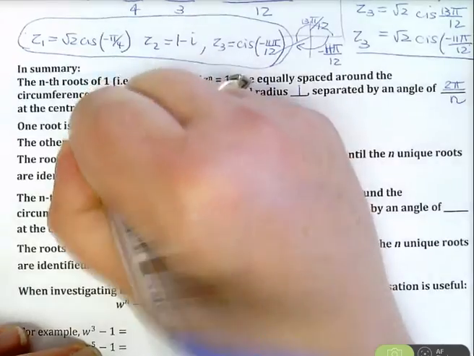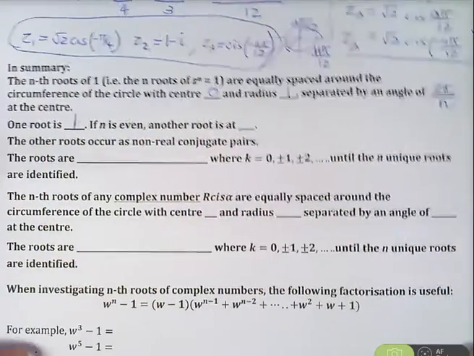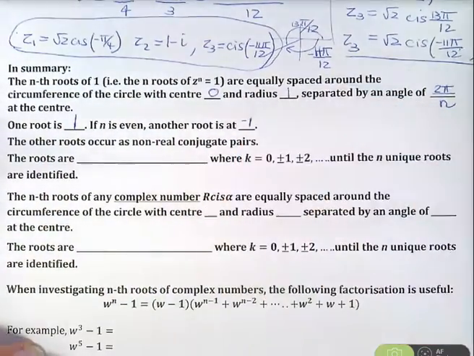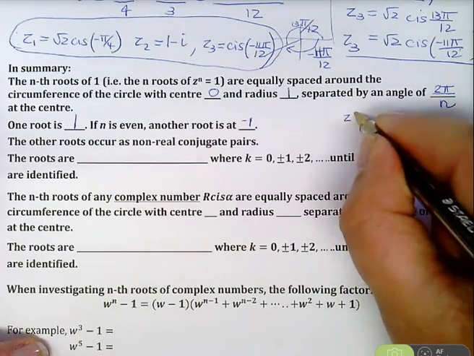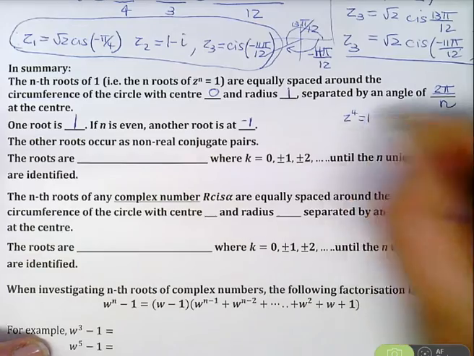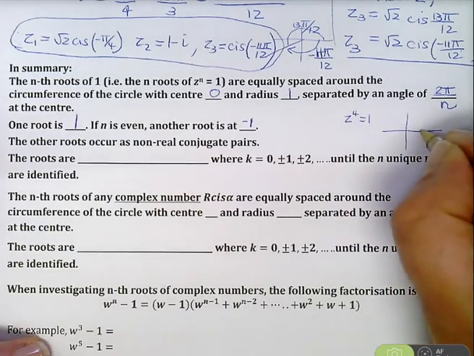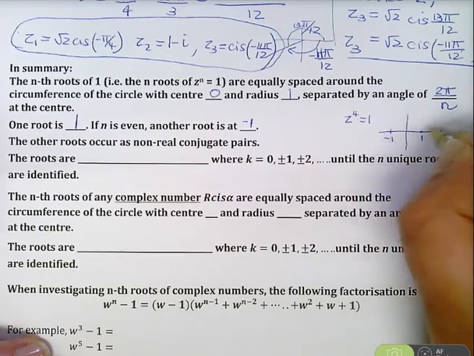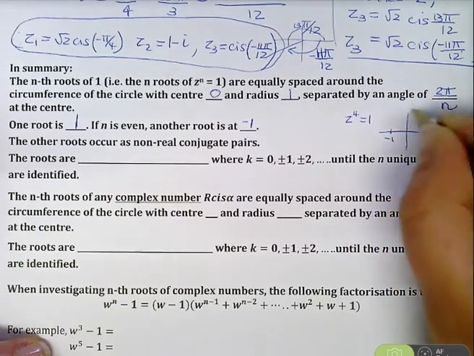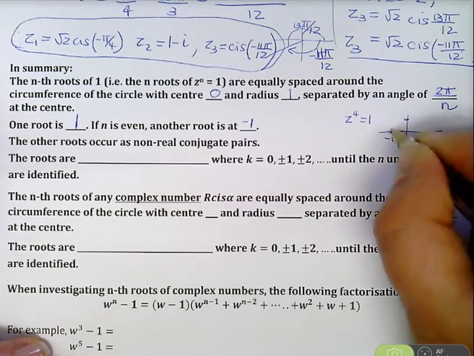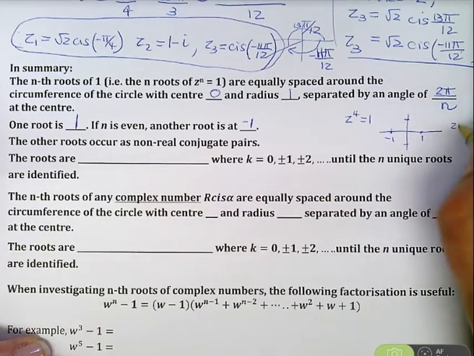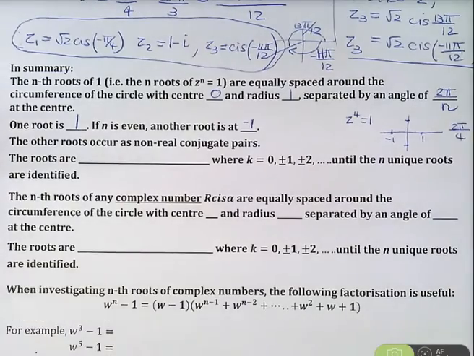So if one root is 1 and n is even, the other root will be at negative 1. For example, if I looked at something like z to the power of 4 equals 1, we know one root would be 1. Remember, the others will be equally spaced around the circle, so there'll be one there, one up here, and one down there. So if there are 4 roots, they're separated by 2 pi on 4.